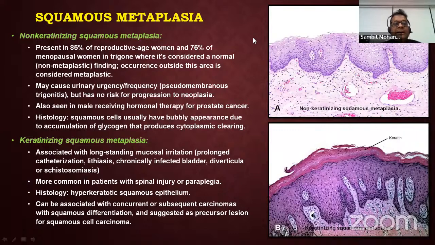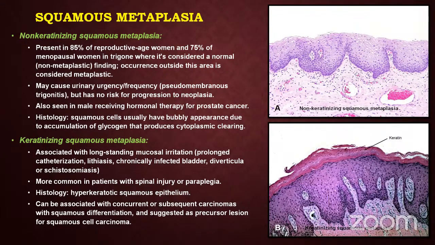Then comes squamous metaplasia. Like in any other organ, it could be non-keratinizing squamous metaplasia or keratinizing squamous metaplasia with parakeratosis. Non-keratinizing squamous metaplasia is present in about 85% of women in the reproductive age group and 75% of menopausal women, particularly in the trigone area, and it is the most common normal finding in a woman in the trigone. If it occurs away from the trigone, in the dome or the lateral, anterior or posterior wall, then you think about metaplastic change. It may cause urinary urgency, frequency, a pseudomembranous trigonitis, but there is no risk of cancer. Also seen in males receiving hormonal therapy for prostate cancer.